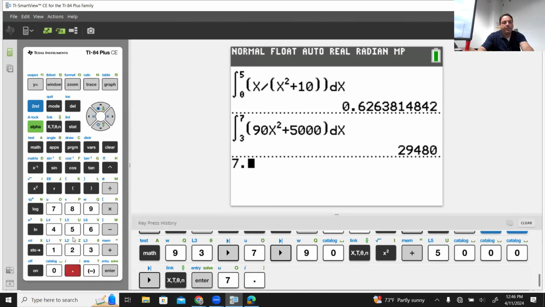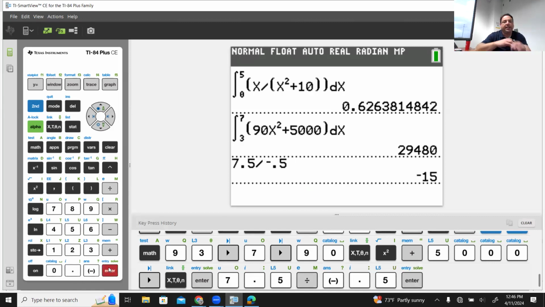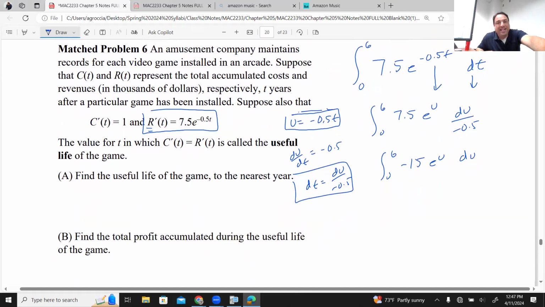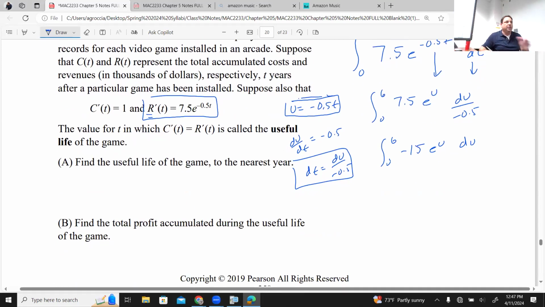7.5 divided by negative 0.5 gives you negative 15. So that would be negative 15 e to the u du. Very important question. Have I taken the integral yet? No. When you take the integral, the du all goes away. The negative 15 stays. What's the integral of e to the u? E to the u, don't forget your plus c. That's the integral. Ends up being the same because it's e to the u.